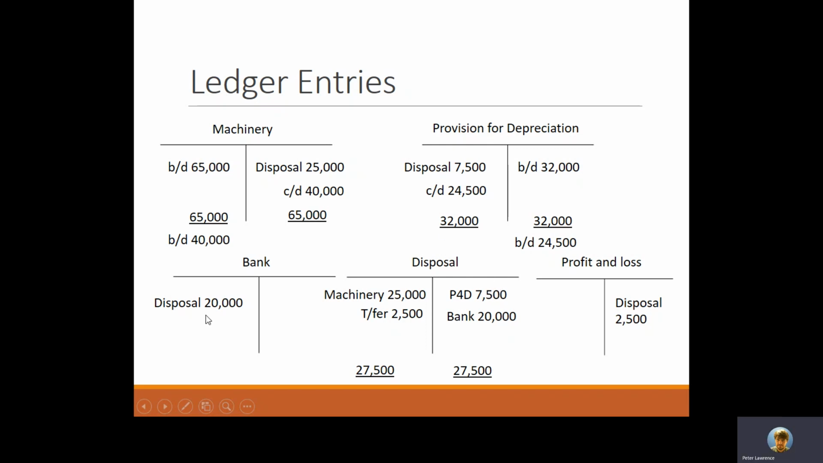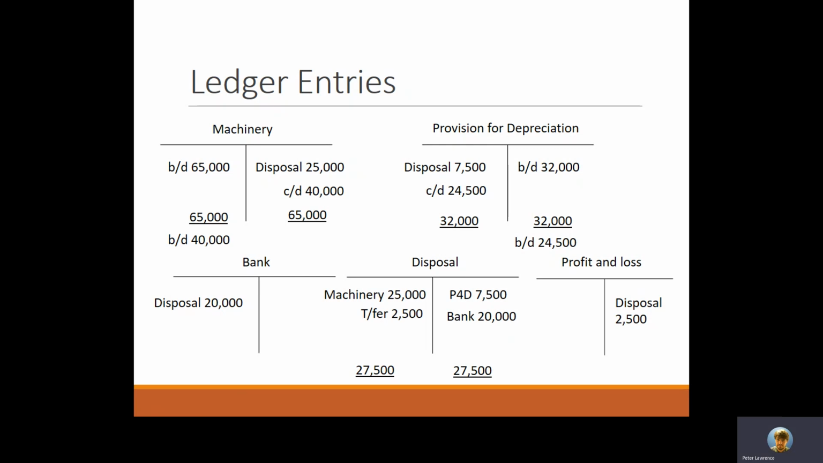We then received £20,000 into the bank. So we'll debit the bank, we'll credit the disposal. So when we come to balance off our disposal account, we've got £2,500 as a balancing figure on the debit. We'll transfer that to the profit and loss, so it appears on the credit. So therefore, we've got an income. Okay.